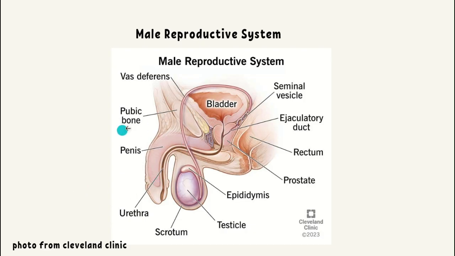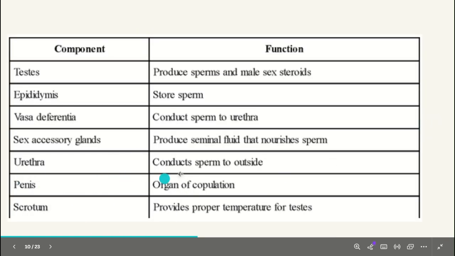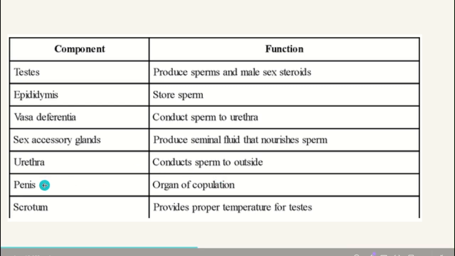In other words, when we say that the penis is an organ of copulation, basically it means that it transfers sperm, right? That would be the best way for me to describe it. It transfers sperm. So for example, when it transfers the sperm, it is what deposits the sperm into the female reproductive tract. So basically, that's what it means.